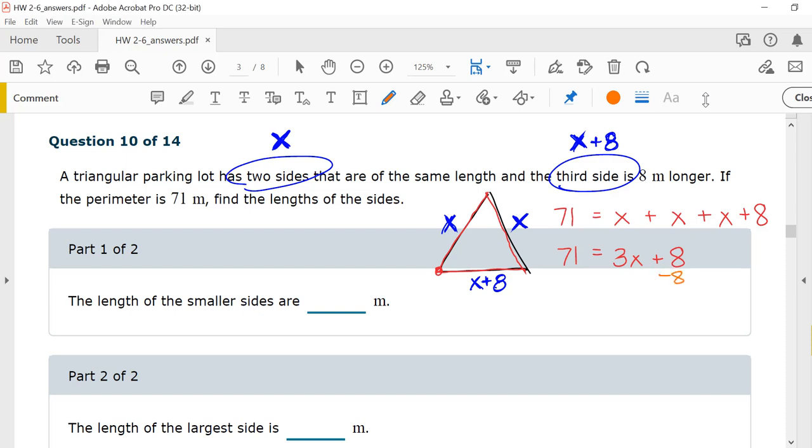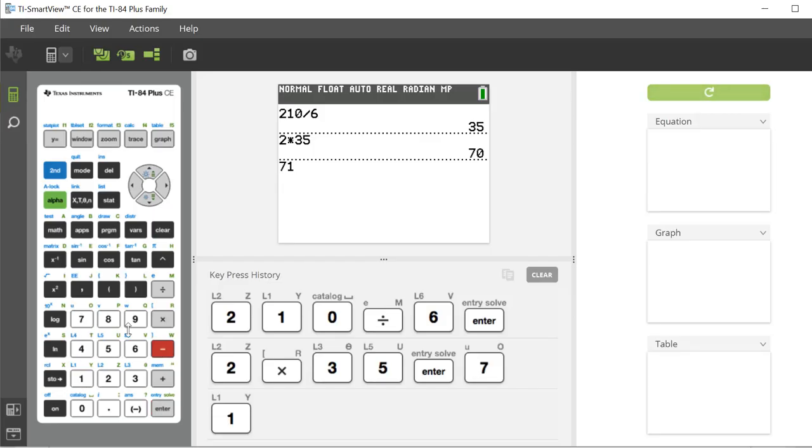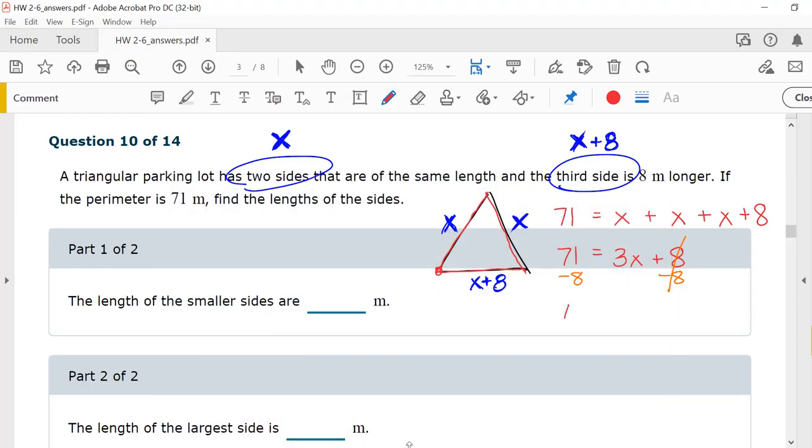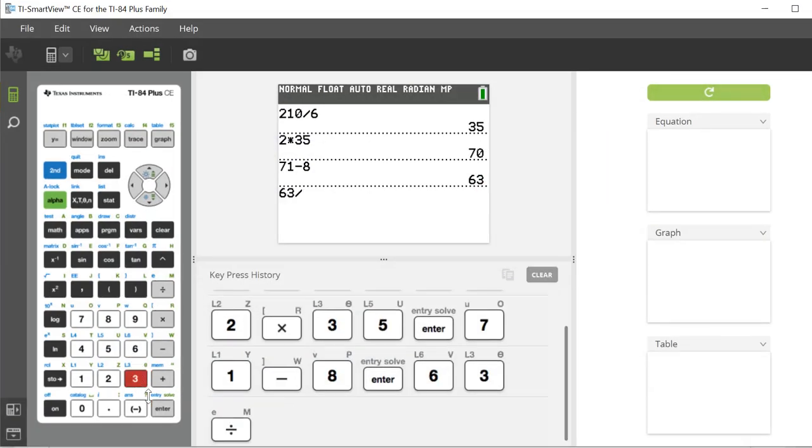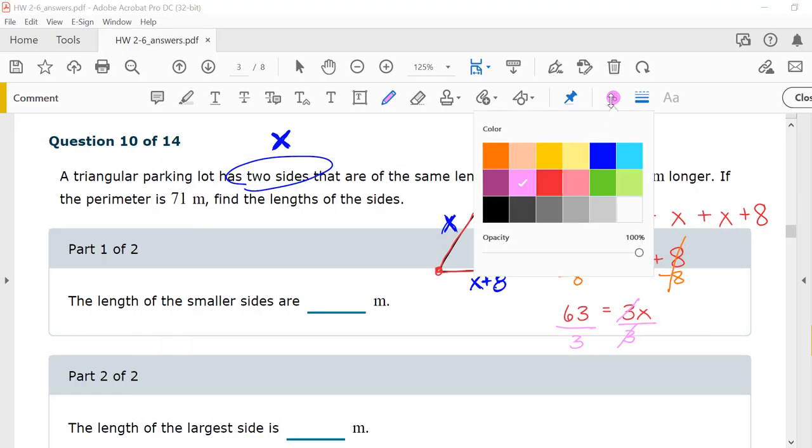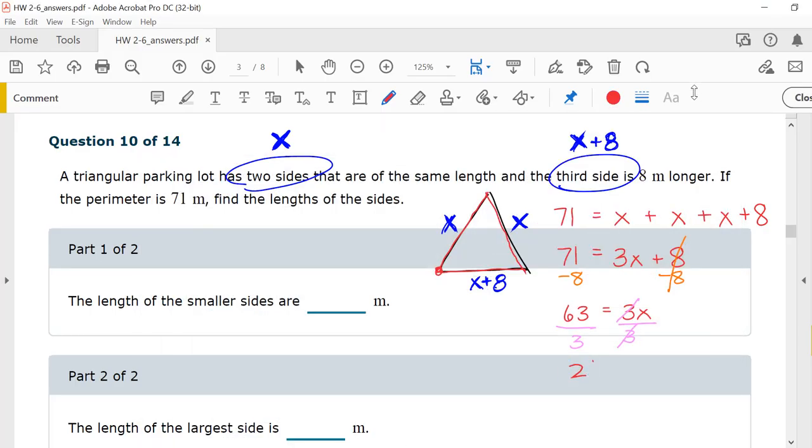Subtracting 8 from both sides. 71 minus 8 is 63. 63 equals 3x. Dividing both sides by 3. 63 divided by 3 is 21. So I have 21 equals x.